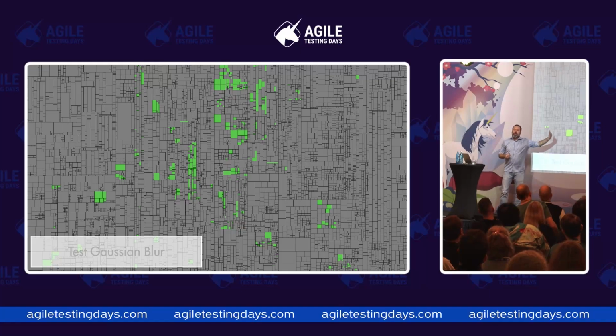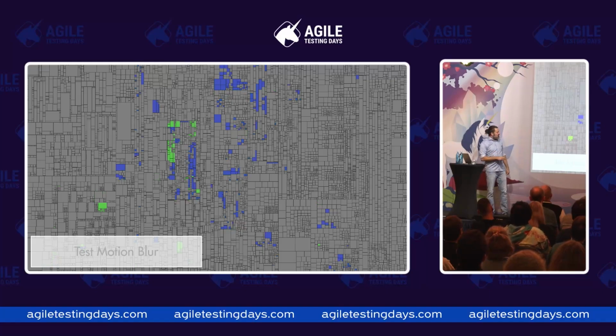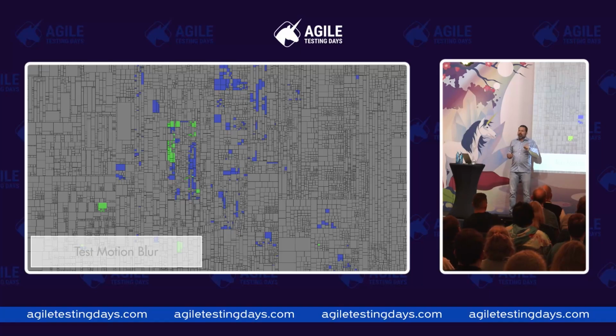And now imagine we execute the test suite, and the second test we execute is called test motion blur. And now everything that test executes that was not tested previously by another test in the suite is green, and everything it tests that was also tested before by the Gaussian blur is blue. So we see it does add some new code coverage, but most of it was already tested by the other blur, which is not surprising because it's also called blur. So it does a similar thing.